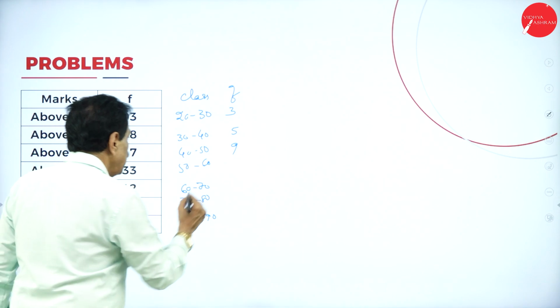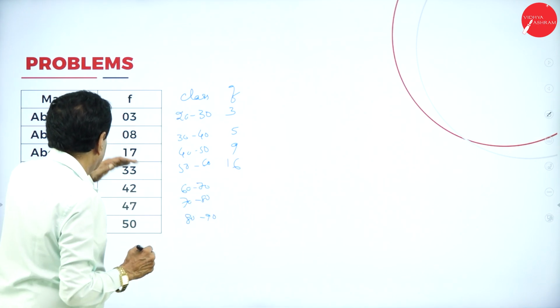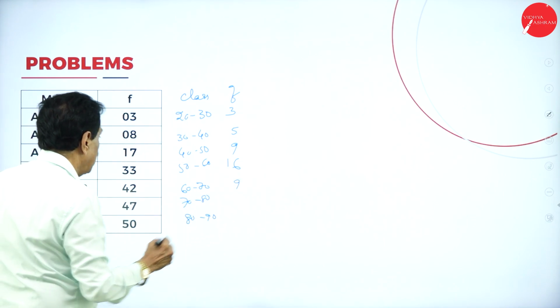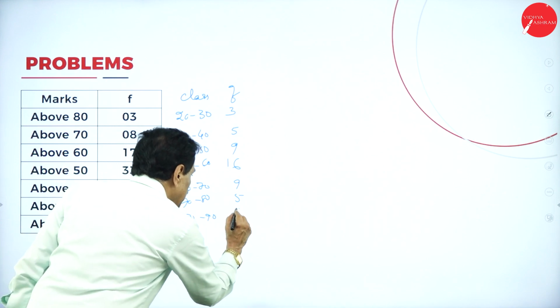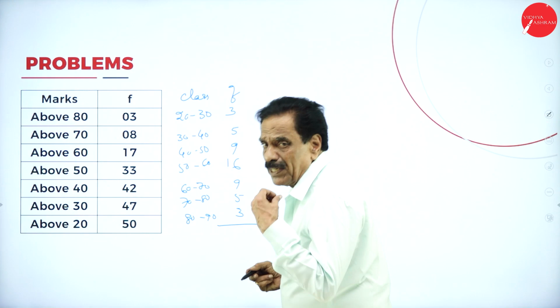33 minus 17, 16. 17 minus 8 is 9. 8 minus 3 is 5. Retain the 3. When I add this figure, see how it will come.